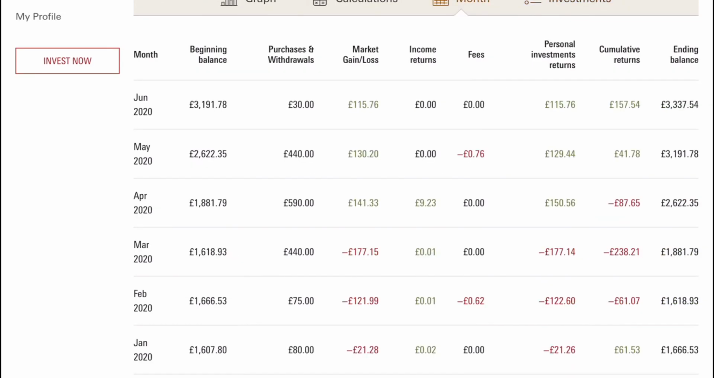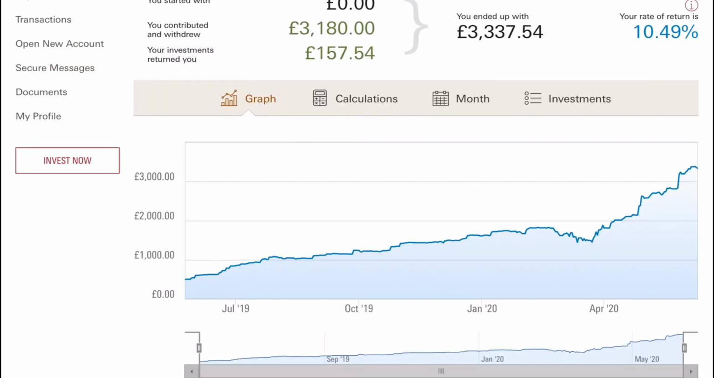If we take a look at the month, you'll be able to see that in June so far, my investments have returned to me £115. In total then, all of this equates to a capital growth of £157.54 from my total investment of £3,180. You can see that as depicted on this graph at the bottom of the page, with the value of my investment steadily increasing before coronavirus and then climbing back out the other side again due to my continued reinvestment and the rally in the market.